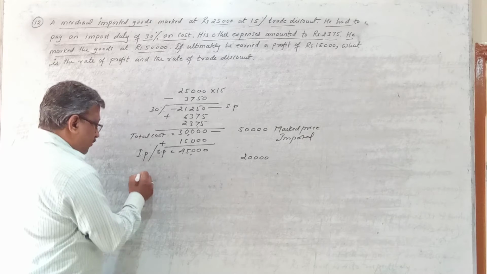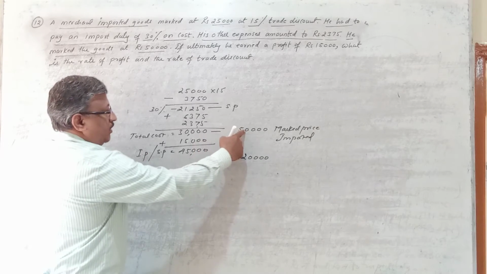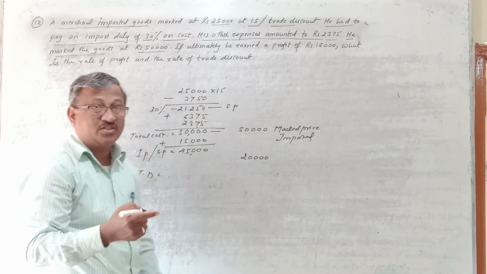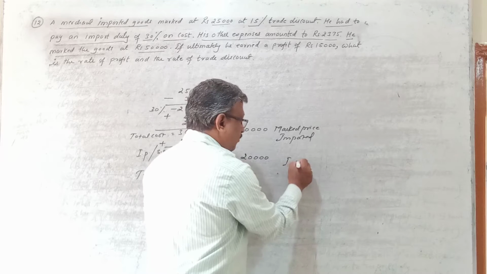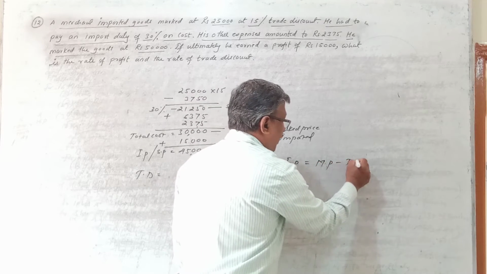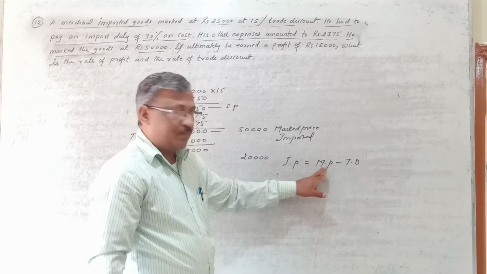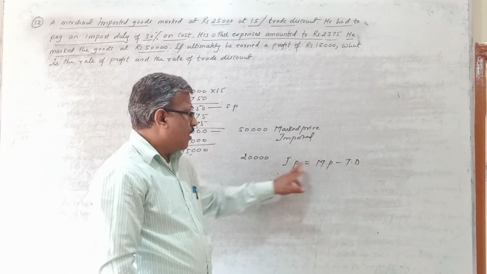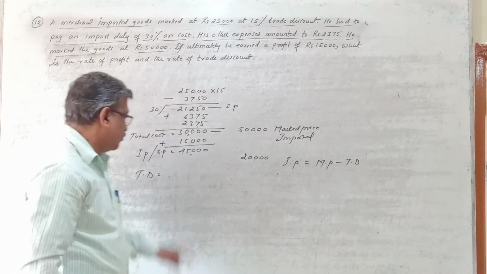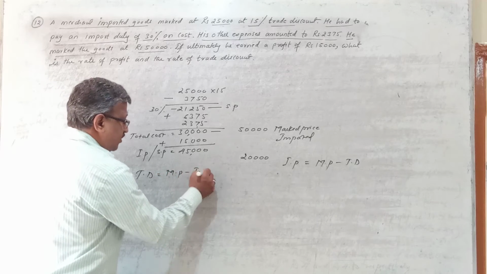So trade discount is the difference between mark price and invoice price. Because how do we determine the invoice price? To calculate the invoice price, from marked price we minus trade discount. If you minus trade discount from mark price we get the invoice price, or if from mark price we minus the invoice price, what do we get? It is trade discount. So trade discount is nothing but marked price minus invoice price.